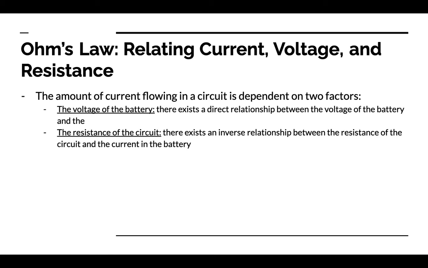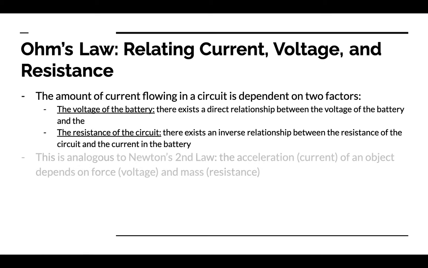And the same thing happens in a circuit: the greater the voltage is, the greater potential there is for electrons to move, and hence there's going to be greater current in your circuit. And the second factor we see is the resistance of a circuit. We see there exists an inverse relationship between the resistance of the circuit and the current in the battery. Namely, if we increase resistance, there's going to be more collisions between electrons and atoms, and that's going to result in a decrease in current.